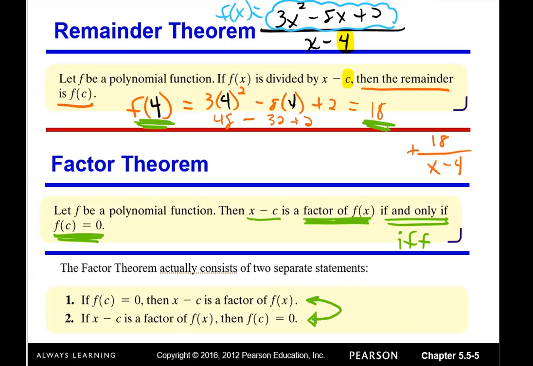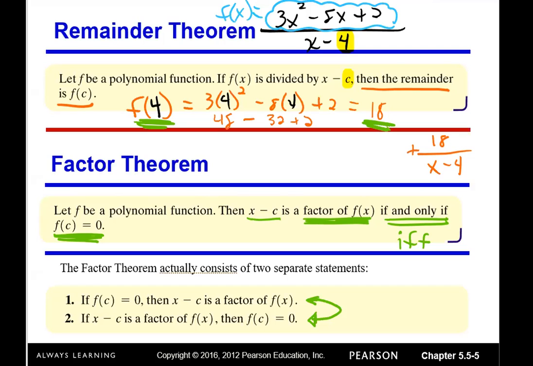All right, thank you. And in your homework, they'll ask you to calculate. If they're telling you that you're going to divide by x minus, I don't know, 7, and they want to know what's the remainder, you'll calculate f of 7. They'll have to give you c. They're going to have to give you a number. But if you punch that number in and you get a 0, then you know that x minus c is a factor of f of x.